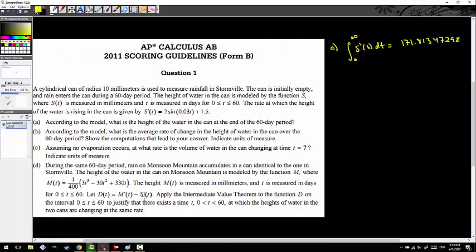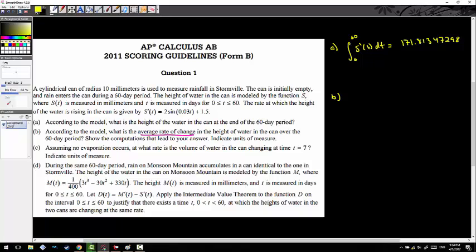Part B. According to the model, what is the average rate of change in the height of the water over the 60-day period? Show the computations that lead to your answer. Indicate units of measure. Okay. I often ask, what's the highest level of math you need to solve a problem that talks about average rate of change? And in this case, the highest level of math you need to do this is not Algebra 1. It's actually calculus.